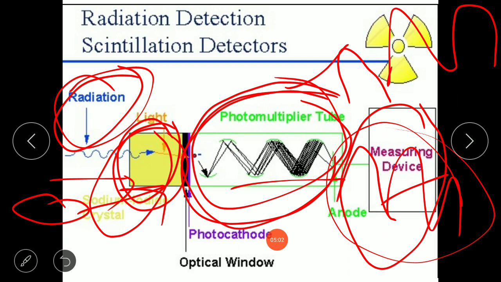So this was all about scintillation counters or scintillation detectors. I'm ending this class here. Till now we have studied the types of nuclear radiations and the two methods, the Geiger-Müller tube and the scintillation detector, for detecting and measuring these nuclear radiations.